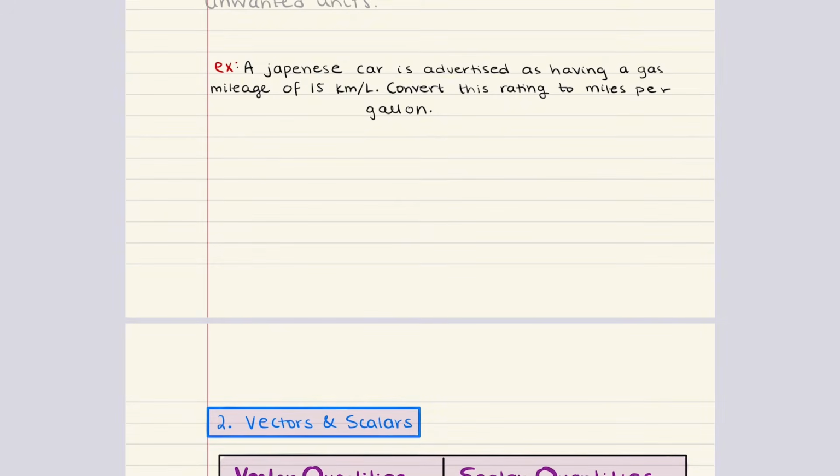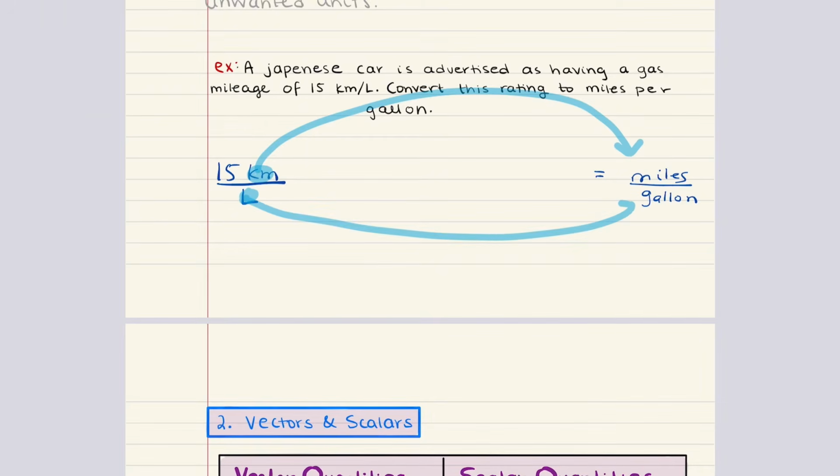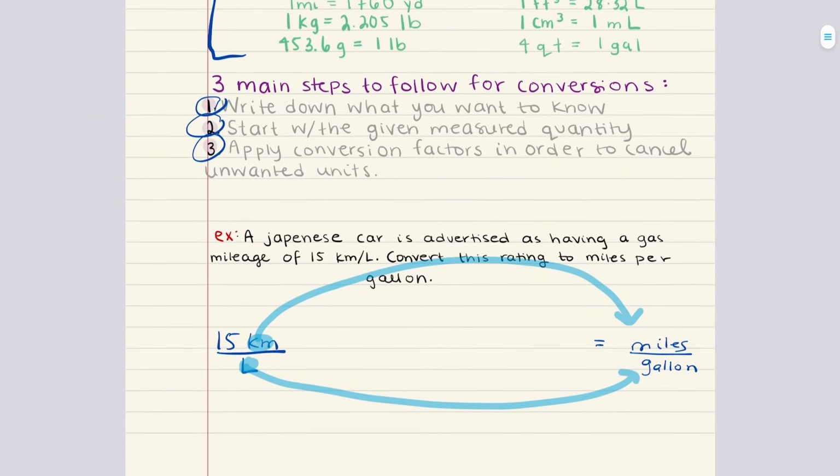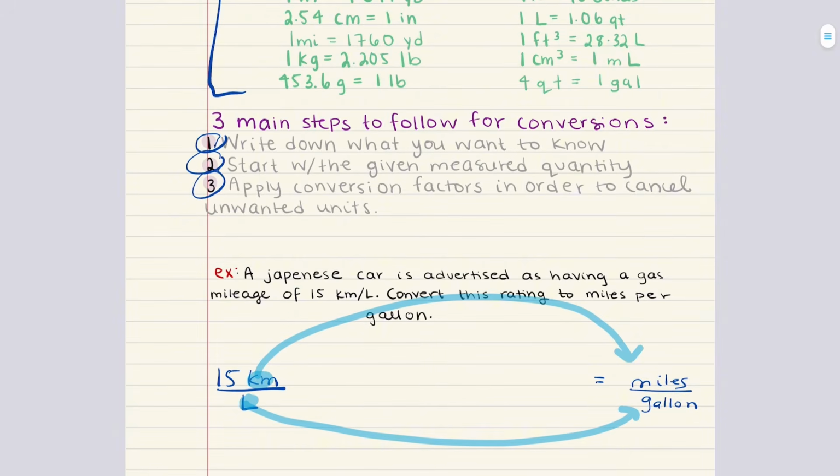This example problem says that a Japanese car is advertised as having a gas mileage of 15 kilometers per liter. Convert this rating to miles per gallon. So we're given 15 kilometers per liter, and we want our final answer in units of miles per gallon. So we're going to have two conversions here. We want to convert kilometers to miles and liters to gallons. So let's go ahead and sketch out how we're going to carry out this conversion.